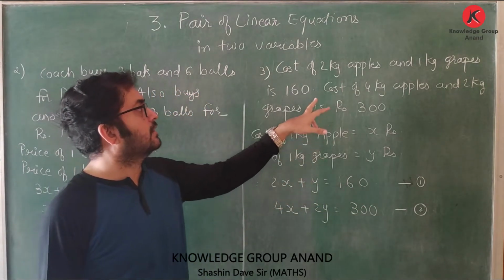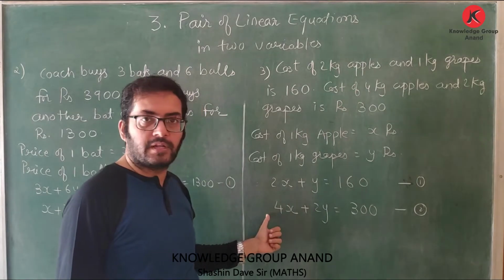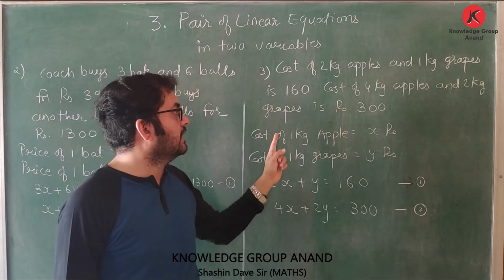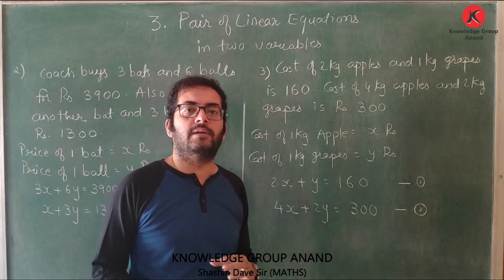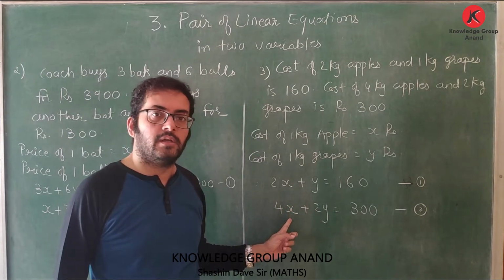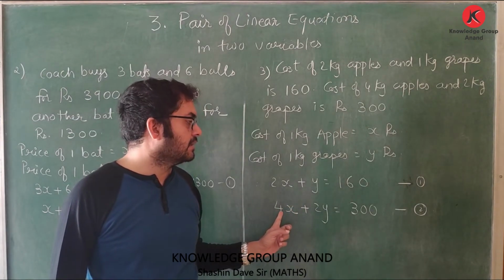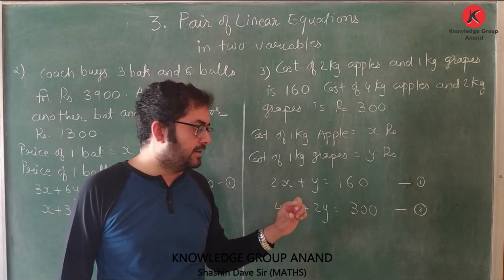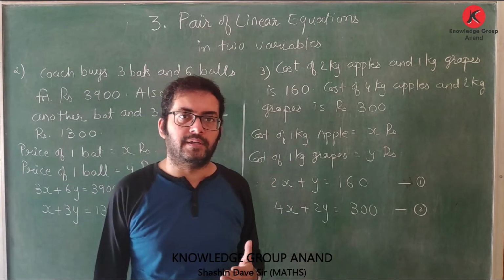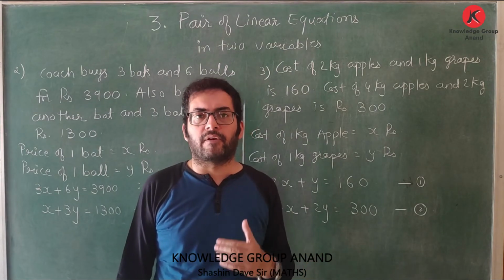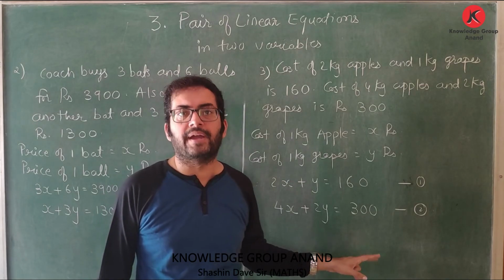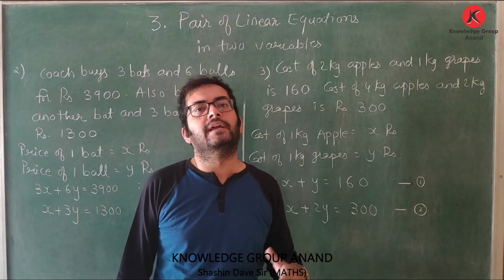Now the second condition, the cost of 4 kg apples, that is 4x, and 2 kg grapes, that is plus 2y, is rupees 300. This is your equation number 2. Now again, if you want to make equation number 2 short, you can divide all the terms by 2 and get a little bit truncated equation. So the main thing in this chapter is how to frame the equations, and after framing the equations, we'll solve the pair and get the values of x and y. But these things we'll learn in the next sessions.